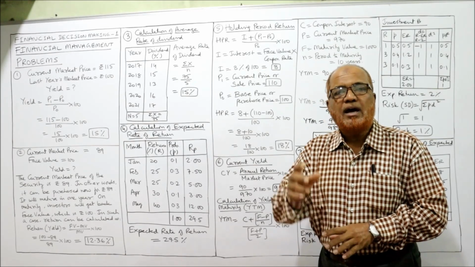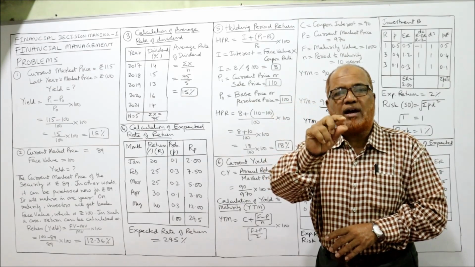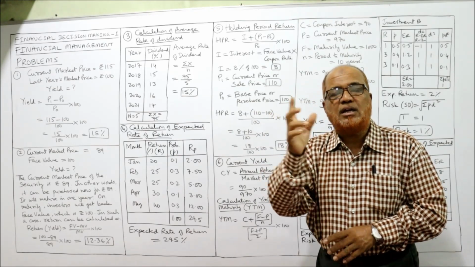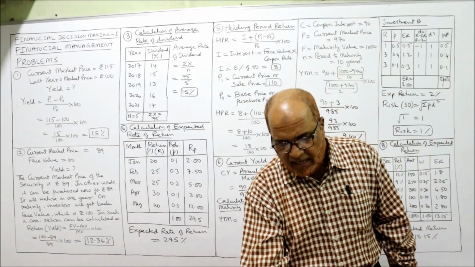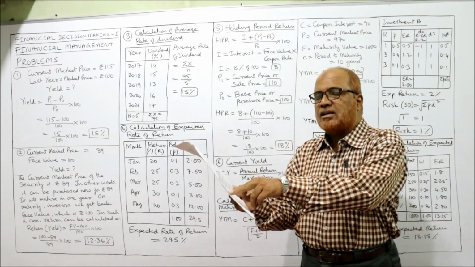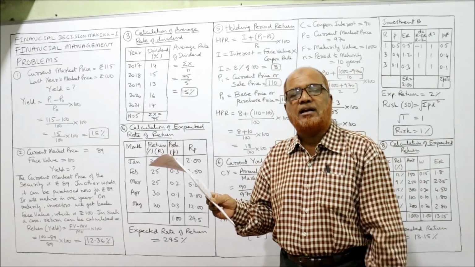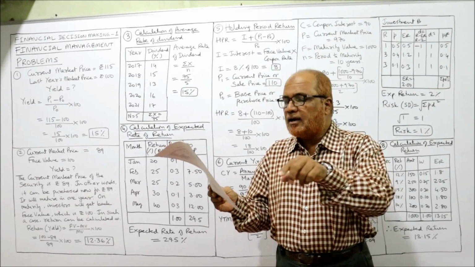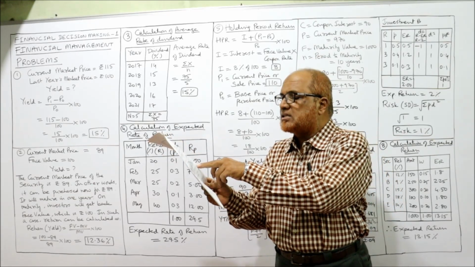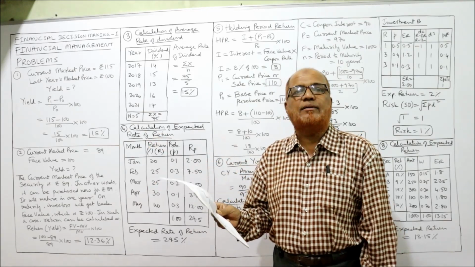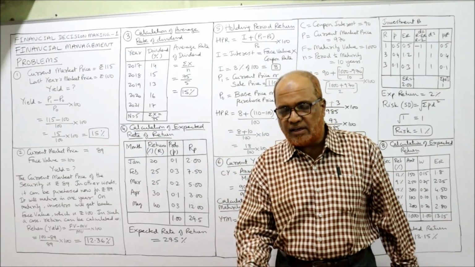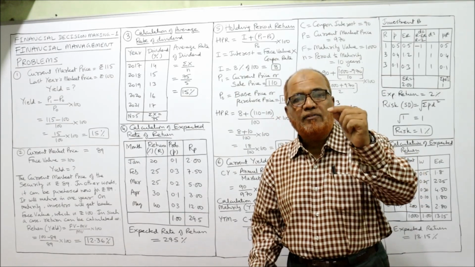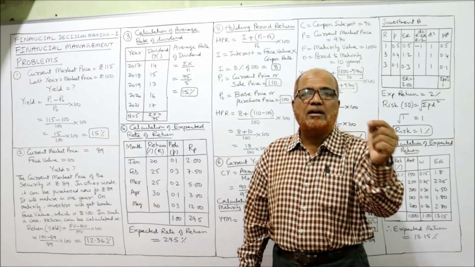The formula will be annual interest divided by market price into 100. What is the annual interest? It is given, annual return as 90 rupees. The numerator will take 90, divided by current market price. The current market price of the bond is rupees 970. So 90 divided by 970 into 100.